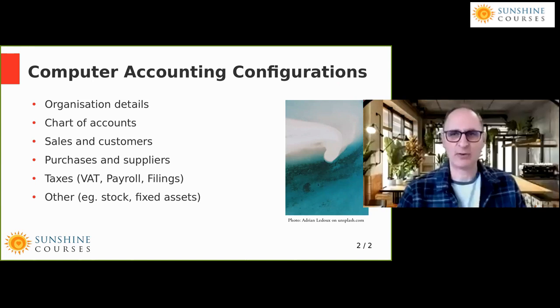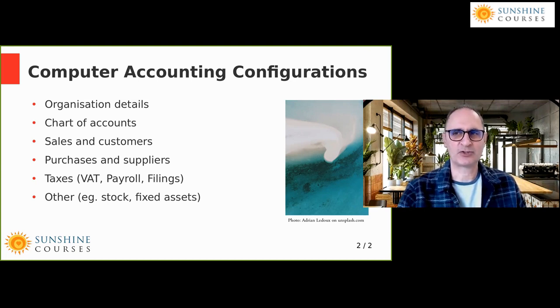We're going to run through how you configure the system with your organization details, how to set up a chart of accounts. Charts of accounts are the accounting system that you want, and the names and the types of accounts, accounting categories that you're going to want to report on. How you set up your sales and customers, your purchases and suppliers. We're going to touch briefly on how you set up the tax configurations so that the software, if it's geared up for it, can manage the taxes for you. And then we're going to touch on a couple of other configurations just to give you a flavor of how powerful these things can be.